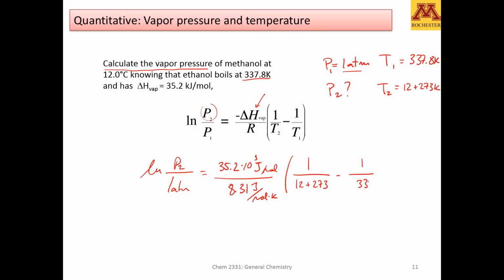It's 337.8. You have one single unknown, P2. If I call this whatever x, P2, sorry, I forgot the negative, is the exponential of this negative x, this number. Okay, so there you go. We found the vapor pressure at this given temperature. This is a typical application of the Clausius-Clapeyron equation.